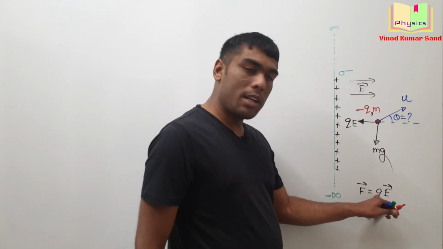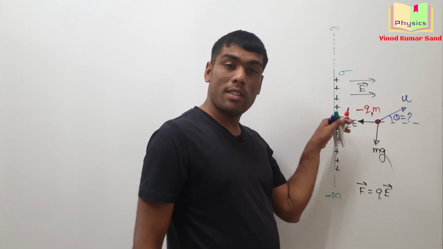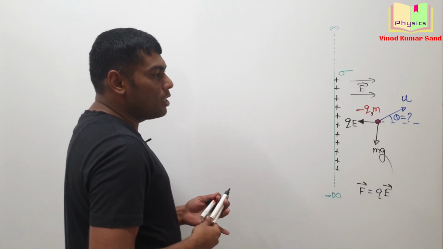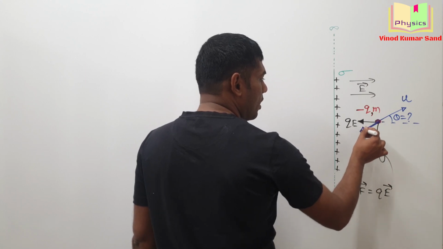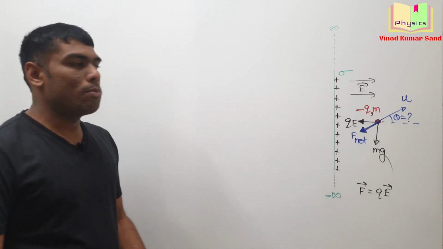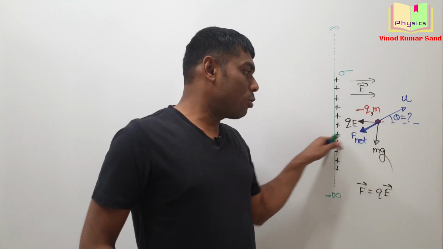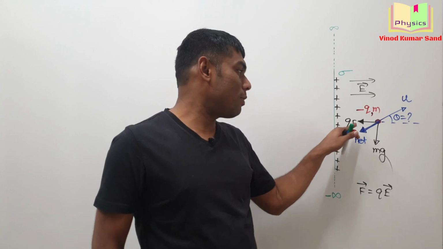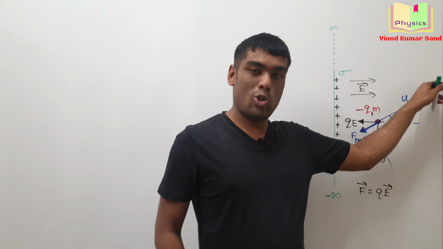So if Q is negative, then the force on the charged particle will be in the opposite direction of the electric field. Got it? Now, suppose the resultant of these two forces is like this, just opposite to the initial velocity vector. If F net is like this, then how will be the motion of this charged particle? Velocity is in this direction, net force is in this direction, means the acceleration is in the opposite direction of the initial velocity. So what will happen to this particle?